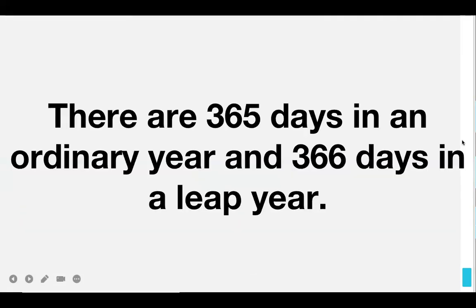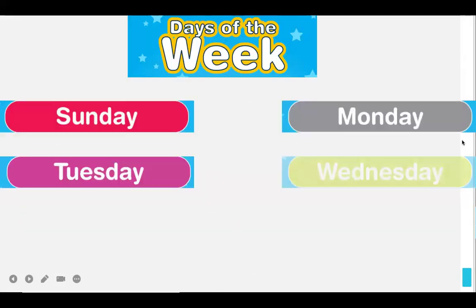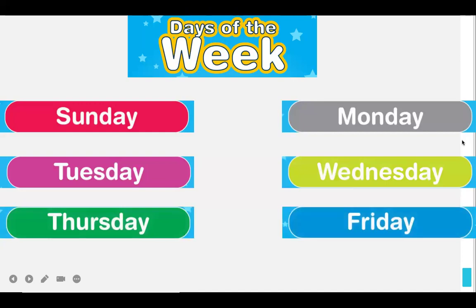Okay. So Sunday is the first day of the week, and Saturday is the last day of the week. So yung every Monday, Tuesday, Wednesday, Thursday, and Friday, these are the school days. Okay, these are the school days in a week from Monday to Friday.